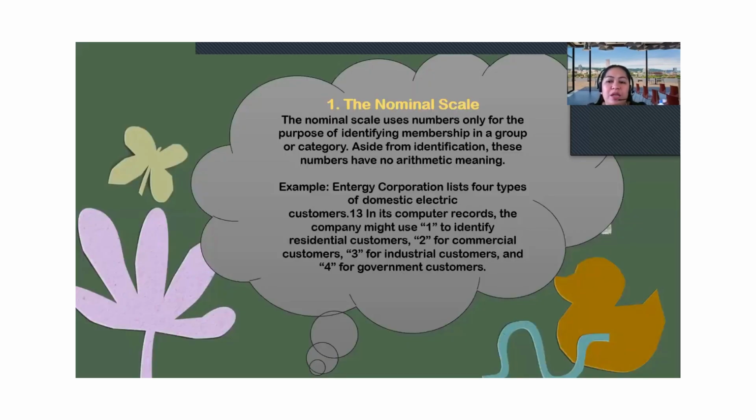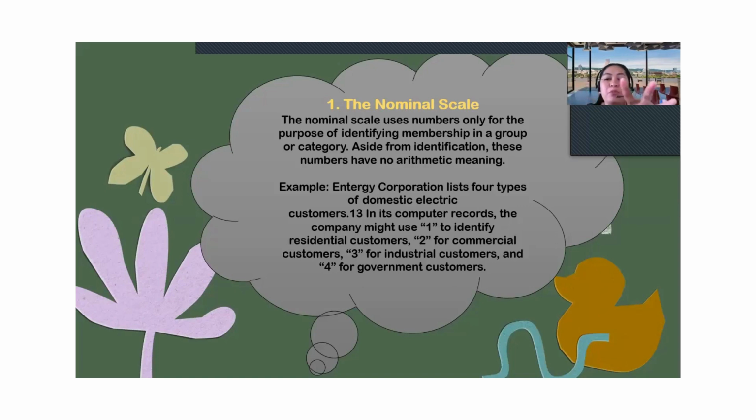So we have here the nominal scale. The nominal scale uses numbers only for the purpose of identifying membership in a group or category. Aside from identification, these numbers have no arithmetic meaning. For example, Entergy Corporation lists 4 types of domestic electric customers. In its computer records, the company might use 1 to identify residential customers, 2 for commercial customers, 3 for industrial customers, and 4 for government customers.